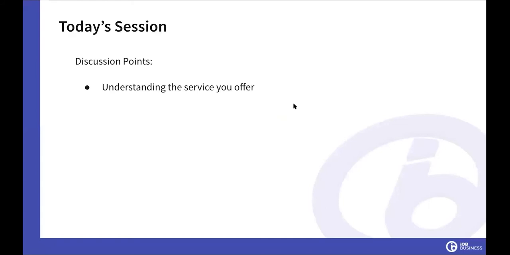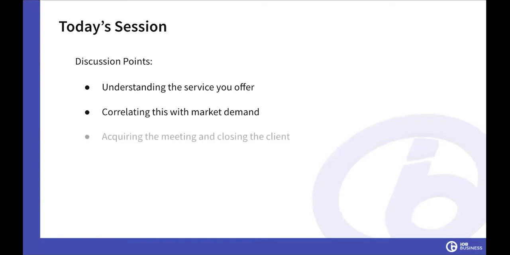We're going to be covering, number one, understanding the service that you offer. A massive piece in understanding who you are as a digital agency and how you can sell. Number two, correlating this with market demand. We must know who we can sell to in order to sell our product or offer effectively. And number three, we're going to be talking about acquiring the meeting and closing the client.